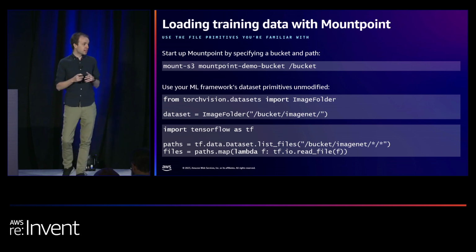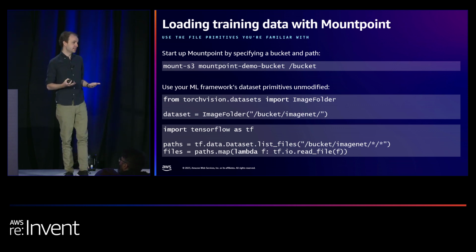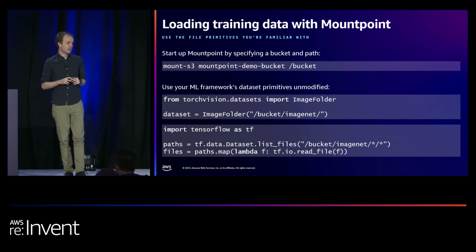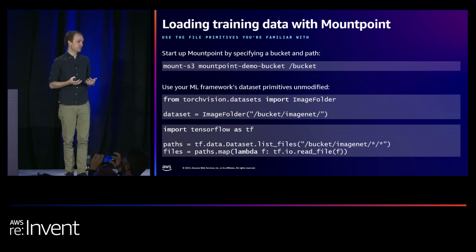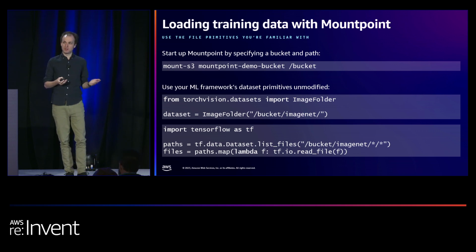So for example, if you're training a vision model using PyTorch, you can use the built-in ImageFolder dataset abstraction to just load stuff out of an entire folder in your S3 bucket as if it was local. Same thing if you're working with TensorFlow. If you're using a TensorFlow training pipeline, you can use its built-in features for listing files and directories, opening files and directories to get data into your TensorFlow training from S3 through this file interface.